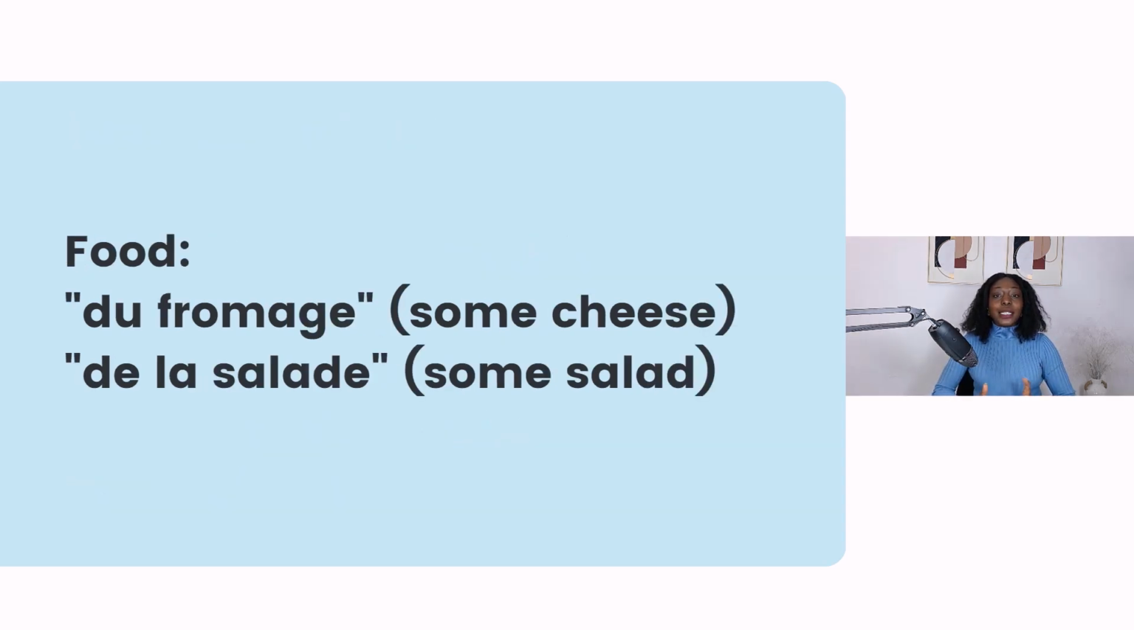As I said, we use partitive articles to show an unspecified quantity of something. For example, if you want to say some cheese or some salad, you use du, de la, de l', and des, depending on the gender and number of the noun. Here we have fromage, singular, masculine, so we use du fromage. De la salade, salade, feminine singular, so we use de la. As you can see, this means some, a part of something.